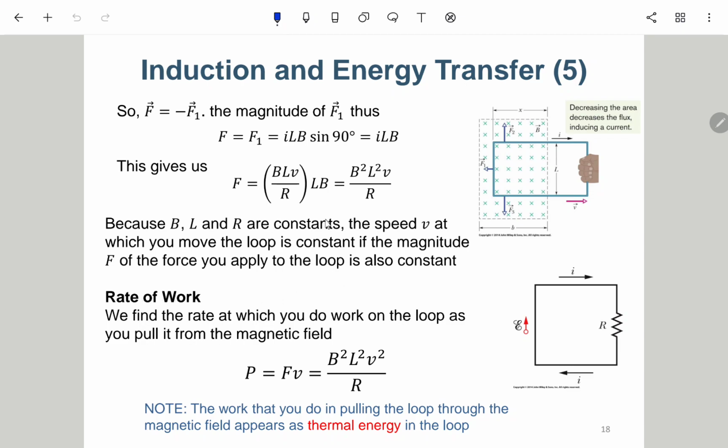Finally, we can use this F and plug it back into the original definition of power, the rate of work: P equals Fv. So we multiply a v to this expression, and finally it becomes B squared L squared v squared over R. This is the rate of work. You need to do work, and the work per unit time is this value. The work that you do in pulling the loop through the B field appears as thermal energy.